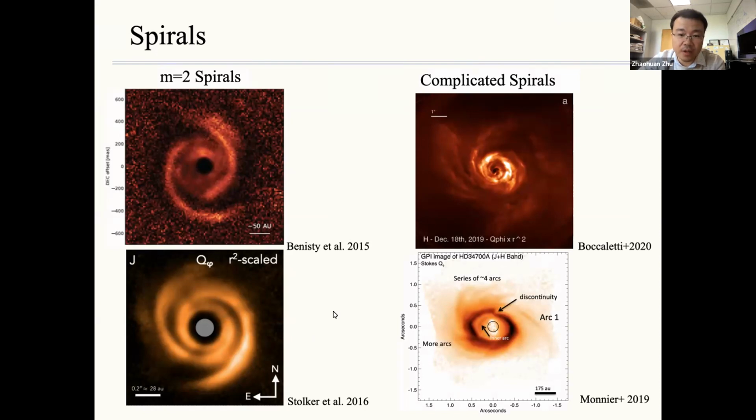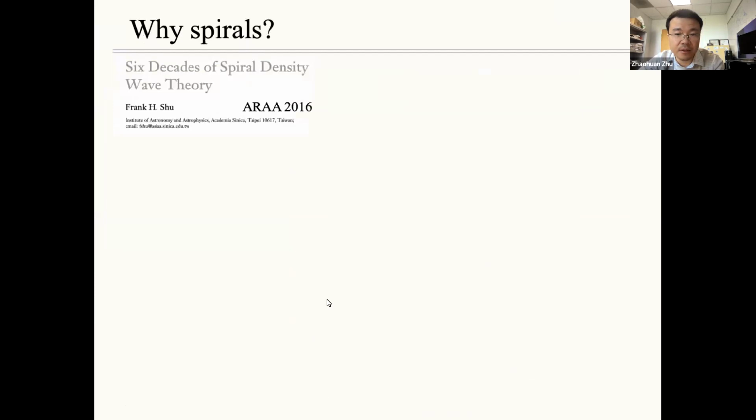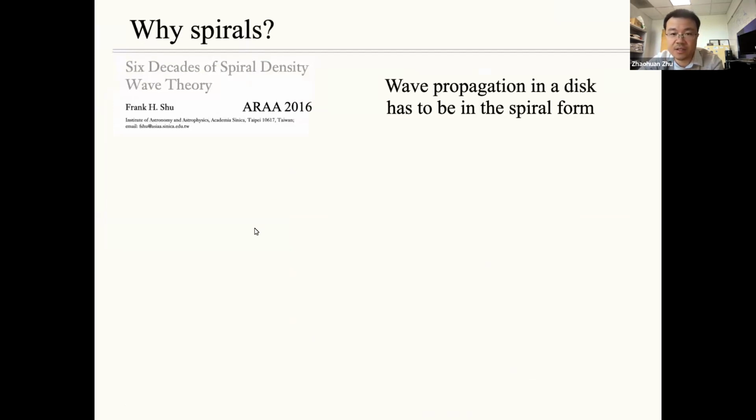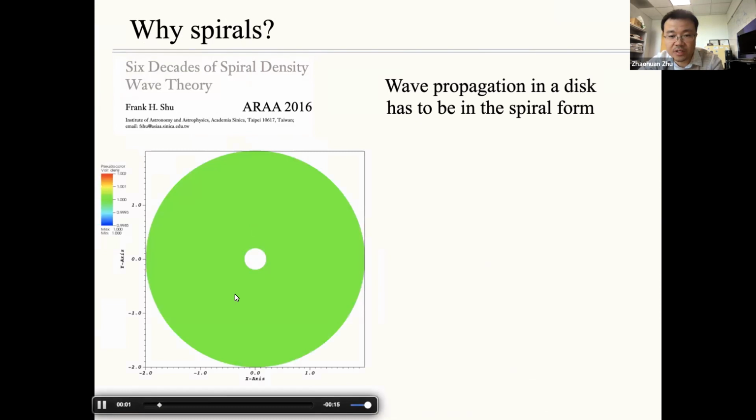So before we talk about the theory, let's first look at some fundamentals: why we have spirals in disks. That's because the wave propagation in a disk has to be in this spiral form. If we have a static water pond and we perturb the surface, like we throw pebbles, then we excite these ripples, right?